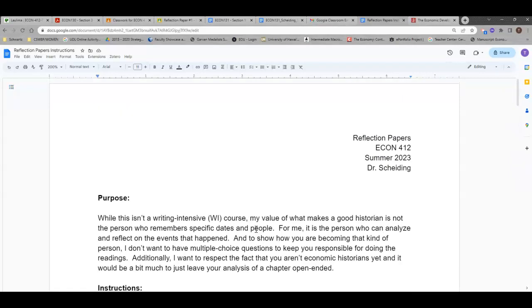Okay, I hope that helps you understand how to do these reflection papers. I'm always happy to read drafts before it's officially submitted, and I can give you comments on whether you're going in the right direction or not.